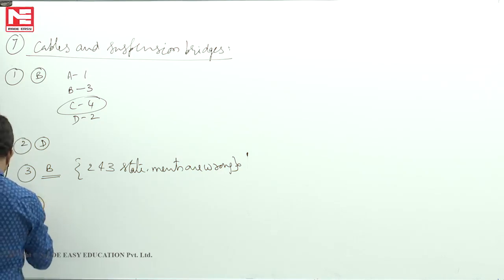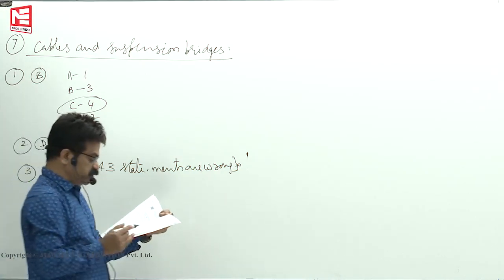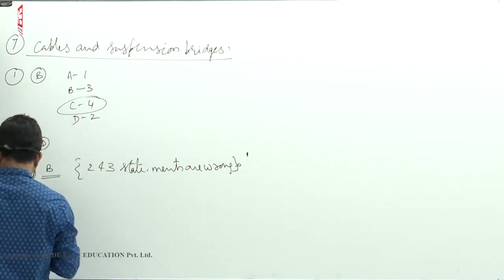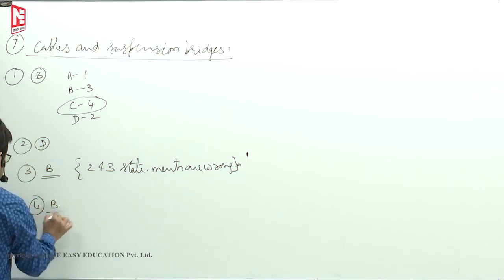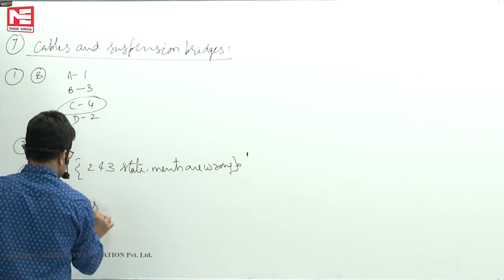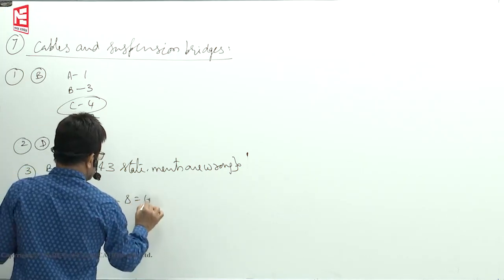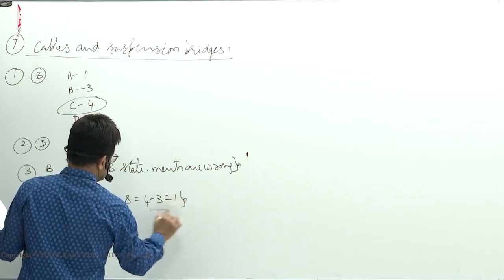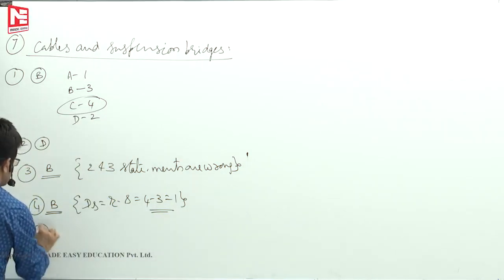Next, the fourth one. A suspension bridge with a two-hinged stiffened girder is statically indeterminate to 1 degree. I have calculated DS is r minus s. I have given you this one. 4 minus 3 is equal to 1. Next, we solved this in the class.